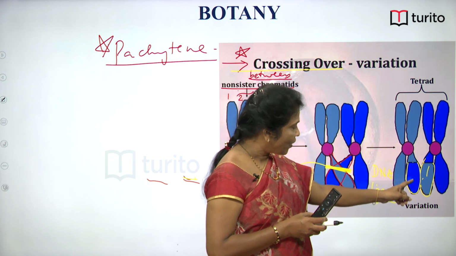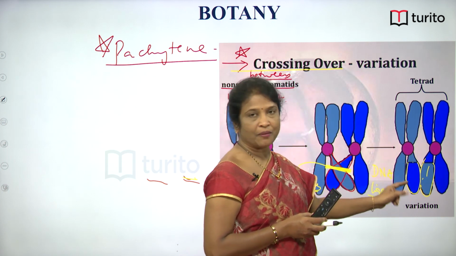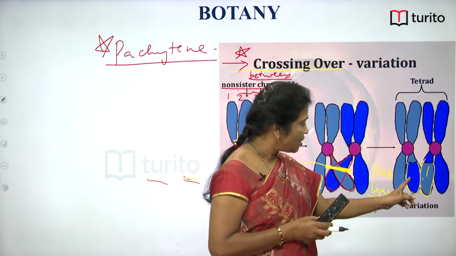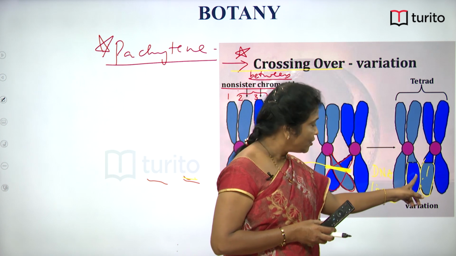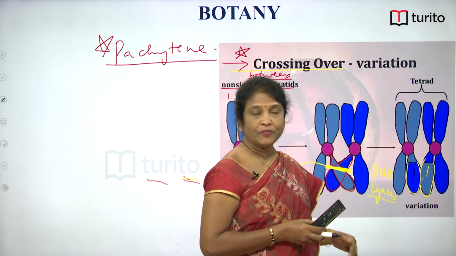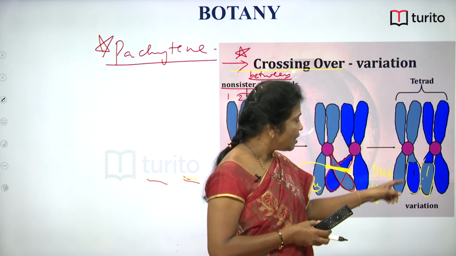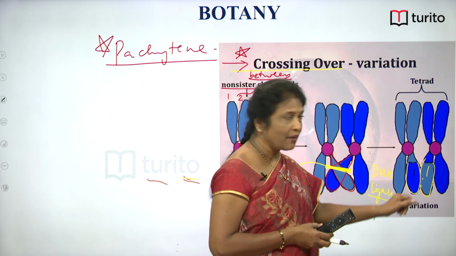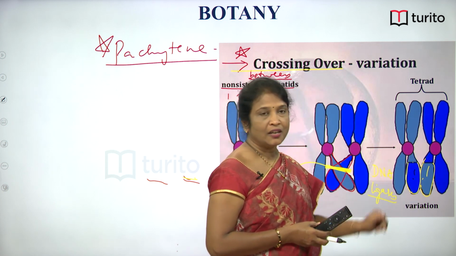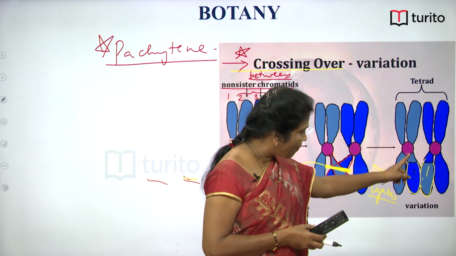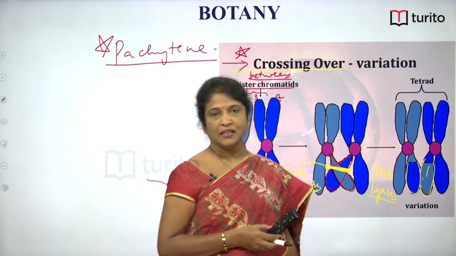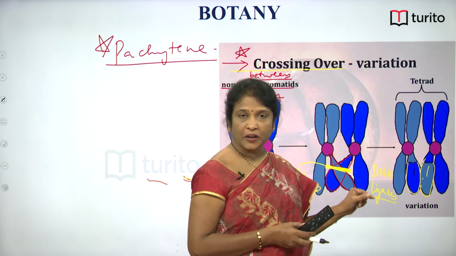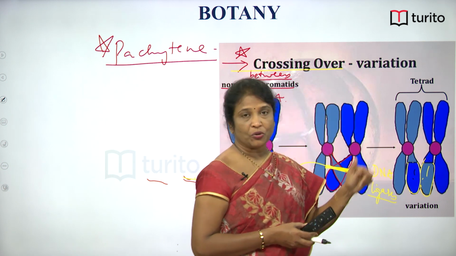So, now we can follow a new combination of chromatid segments within the bivalent, between homologous chromosomes, between non-sister chromatids, due to exchange of genetic material, that is, due to exchange of chromatid segments. Now, this chromatid got a variation. This chromatid also got a variation, and that is called recombination. Here the recombination of chromatid segments takes place, and recombination of the genetic material takes place in this particular area due to the event that is crossing over.